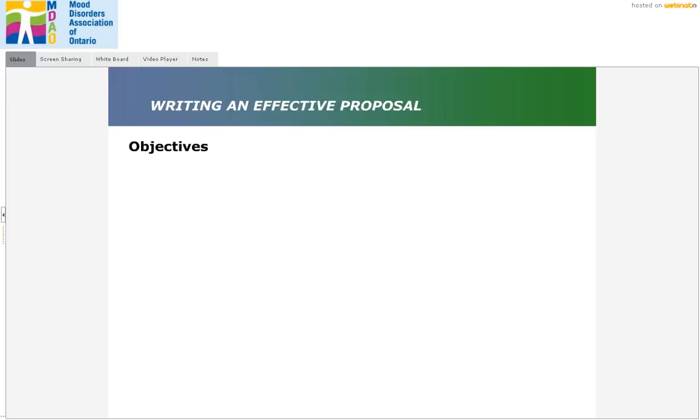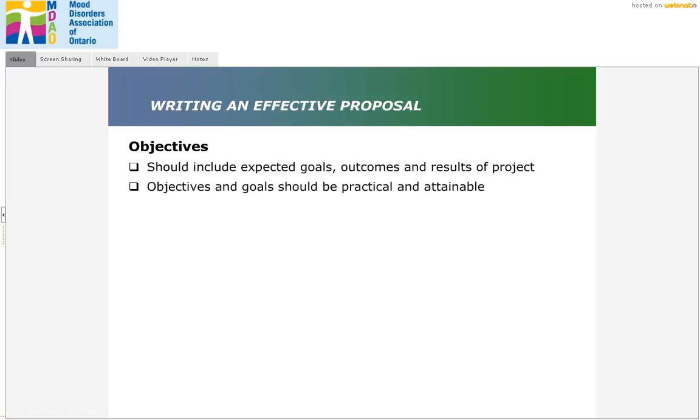So with regard to the objectives, this of course should include the expected goals, outcomes, and results that you're trying to achieve through the project. Now, the objectives should also be practical and attainable. Try not to overpromise to a funder. And it, of course, should also demonstrate the positive impacts. What will the positive result be from your project?